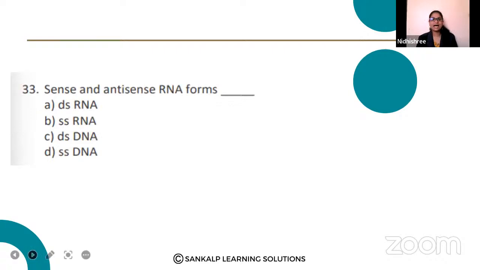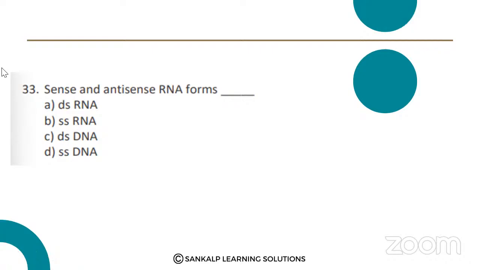Sense and antisense RNA forms, 33rd question. Option A, dsRNA. Option B, ssRNA. Option C, dsRNA. Option D, ssRNA. Option A, ma'am, double-stranded RNA.